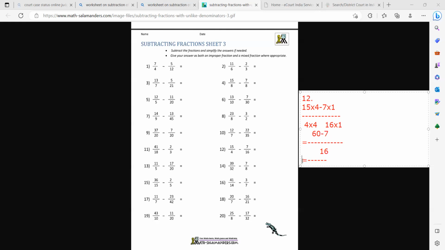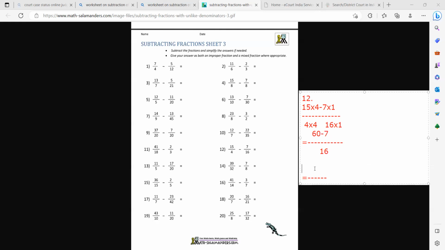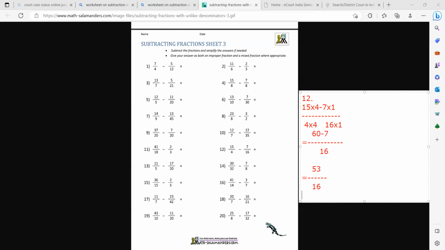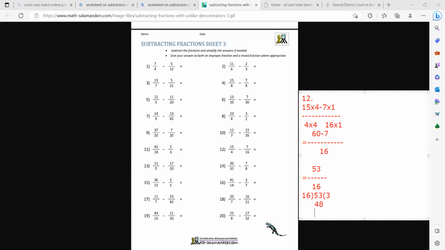What we have? 53 by 16. Then what we need to do? 53 and 16 need to be divided. 16 into 3 is 48. 53 minus 48 is 5. And the answer will be 3 whole 5 by 16.